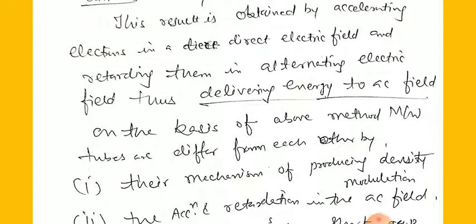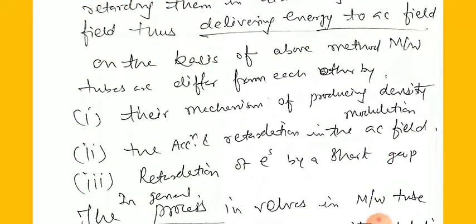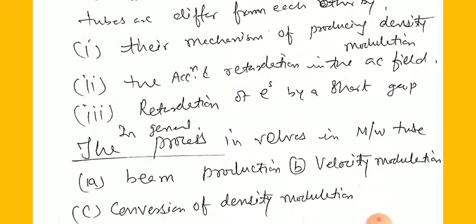On the basis of the above methods, the microwave tubes differ from each other, and from the vacuum tubes or transistors. They differ in their mechanism of producing density modulation, the acceleration and retardation in the AC field, and retardation of the electrons by a short gap in general. So these are the 3 techniques by which we can develop microwave tubes.